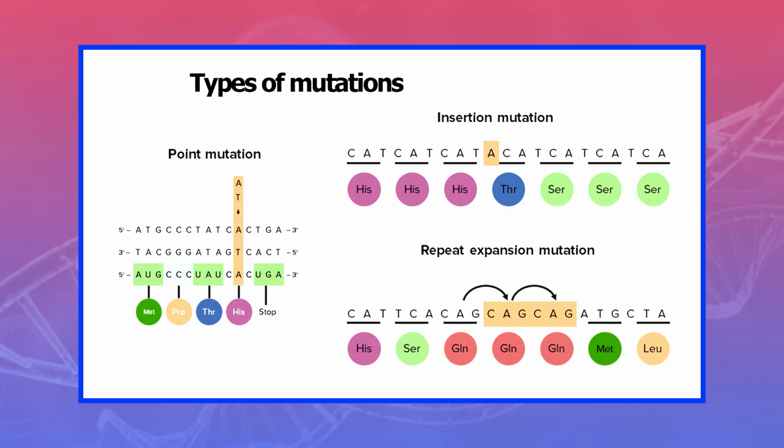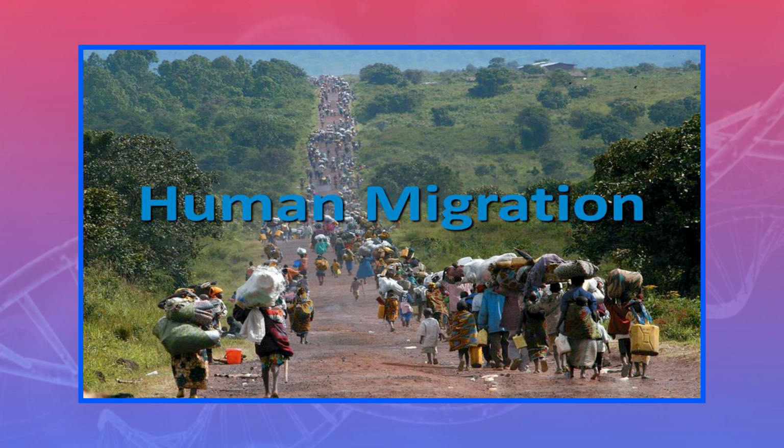Because population change requires change in gene frequencies, it is important to understand how these frequencies can change. The three primary methods of change are mutation, migration, and selection. Let's now discuss them one by one.